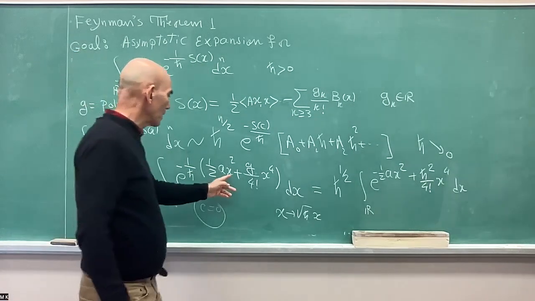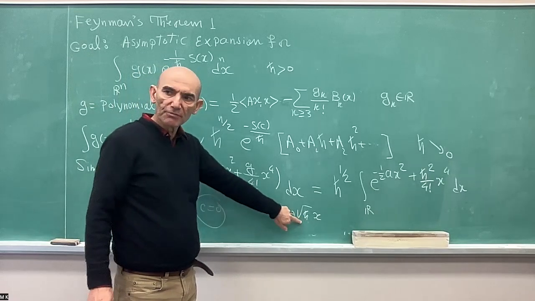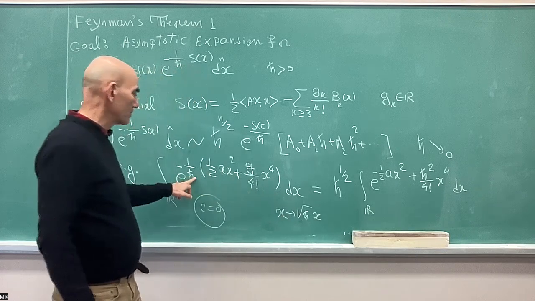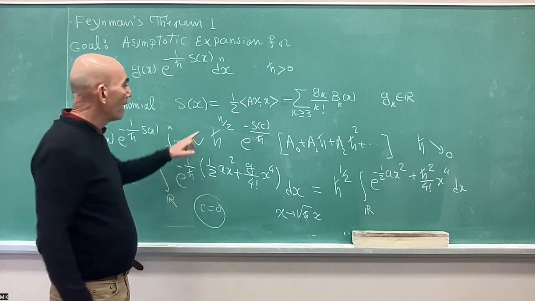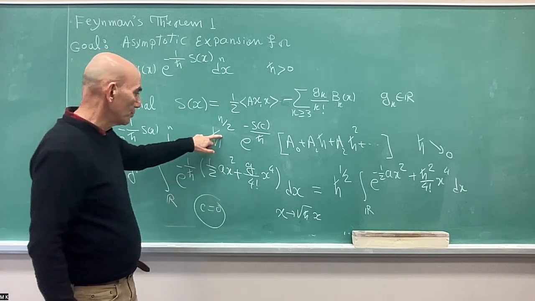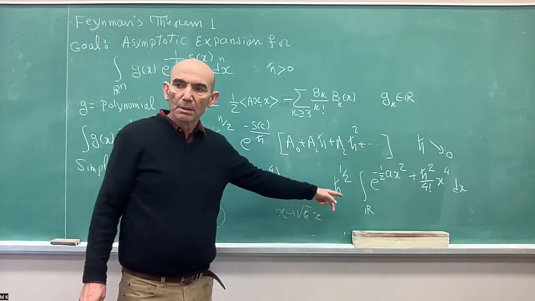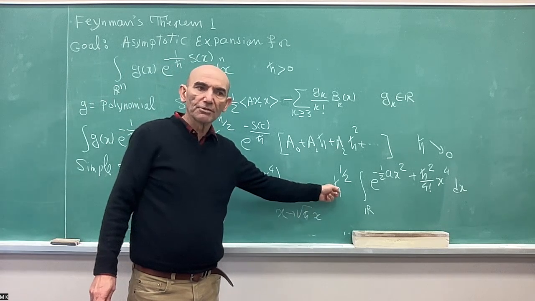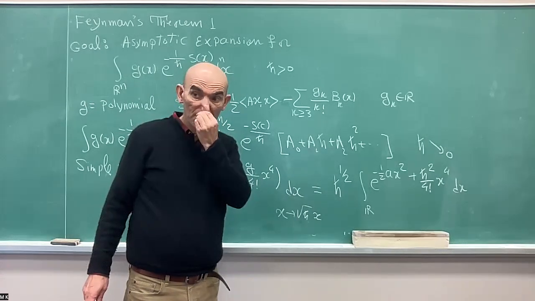I changed my variable to be root h bar times x, so that this cancels with the 1 over h bar here. And I have here h bar to the power n over 2, by the way. I also obtain it. So the thing is, this is the Jacobian of the change of variable, which turns out to be in general.